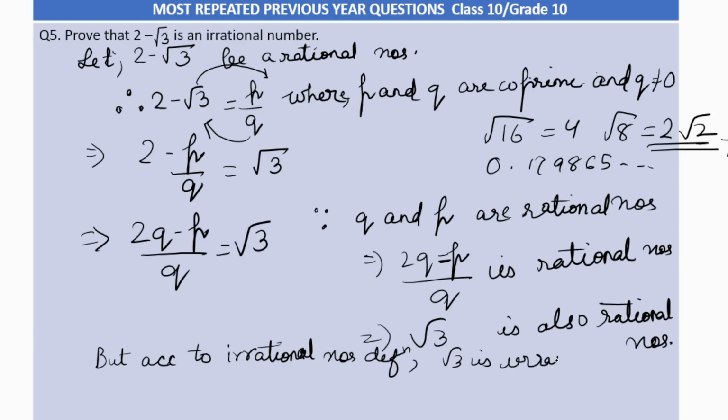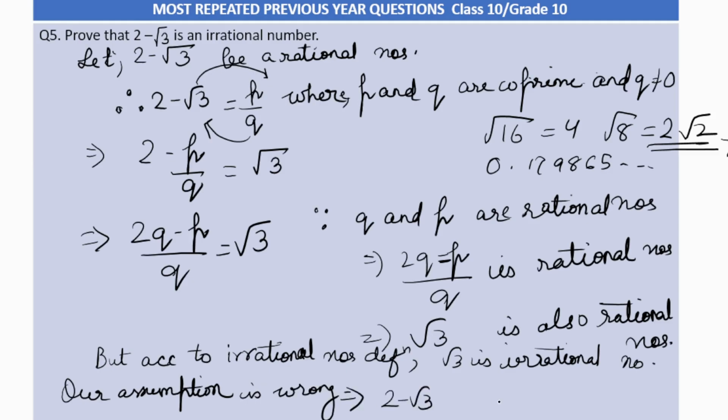That means our assumption in the beginning that we have taken, that 2 minus root 3 is rational, is wrong. But according to the irrational numbers definition, root 3 is an irrational number. That means, I'll erase this here, I'll rewrite this part again, which means that our assumption is wrong. Which implies 2 minus root 3 is an irrational number.